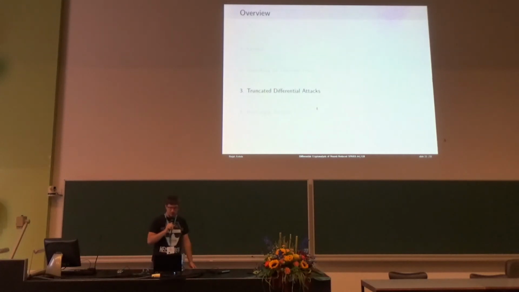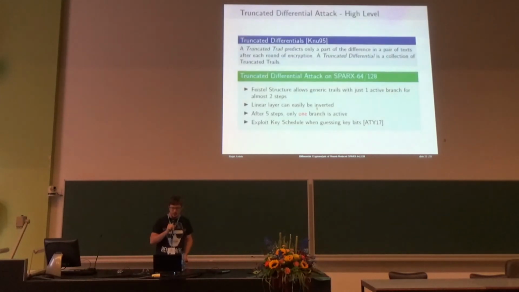So now let's talk about the truncated differential attack. Truncated differentials were introduced by Knudsen et al. in 1995. In a truncated differential attack, we are only interested in specifying the exact difference for some parts, and we leave other parts open, so that with that we can look at more differences. And in our attack on SPARKLE, we exploit the Feistel structure.